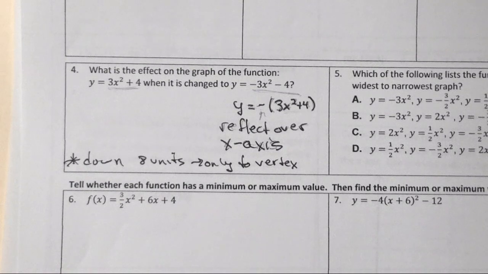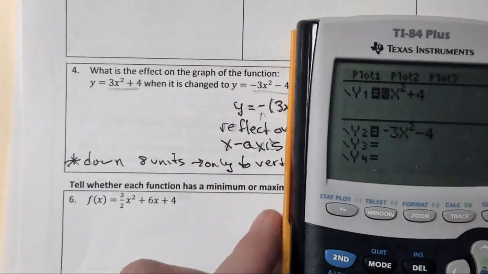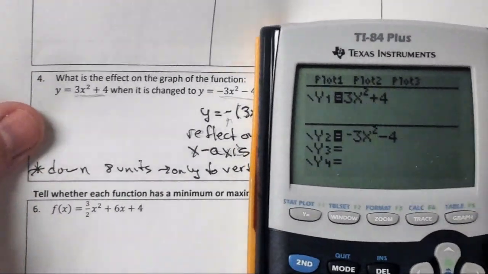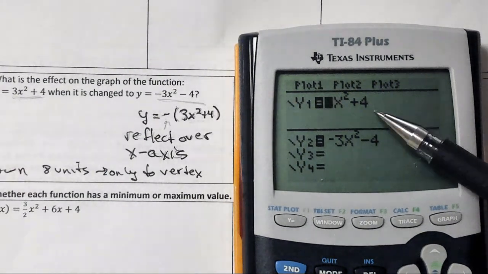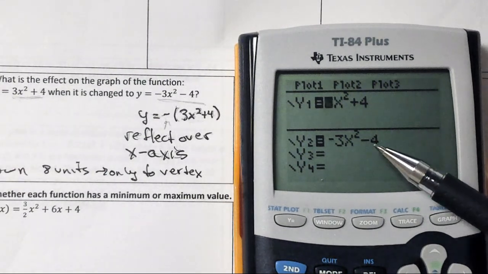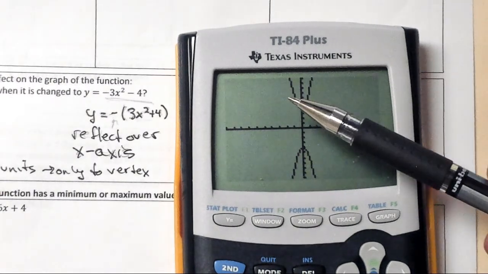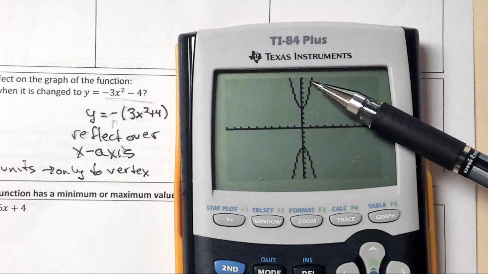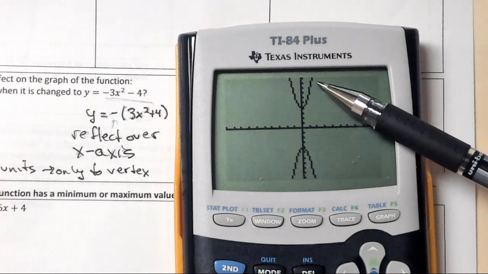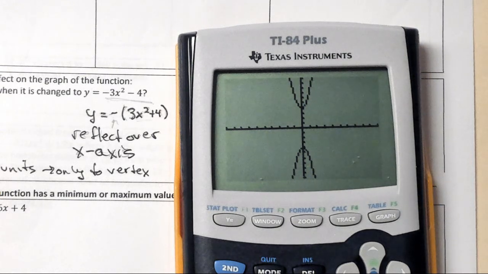But that 8 unit, and so if I look at the graph here, here's a graph of that situation. Let me slide it over just a little bit so you can see it. Okay? 3x squared plus 4, negative 3x squared minus 4. If you go to the graph, you can see that the vertex does go down 8 units. But if you look at a point like, say, over here, not every point goes down 8 units. This point down to this point doesn't go down 8 units. It goes a lot more.